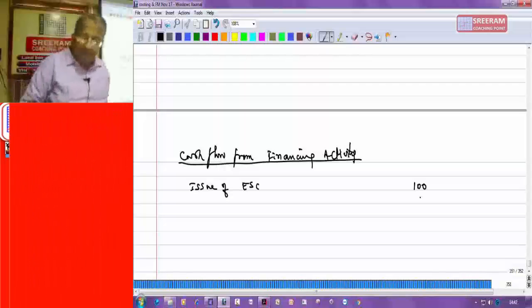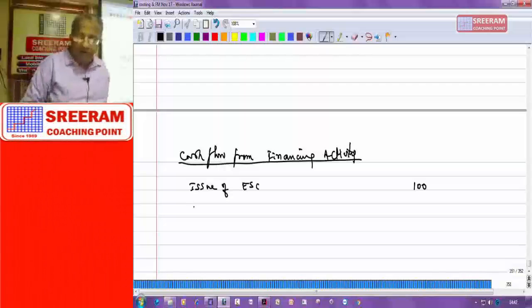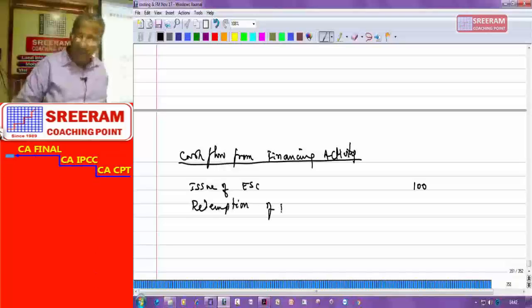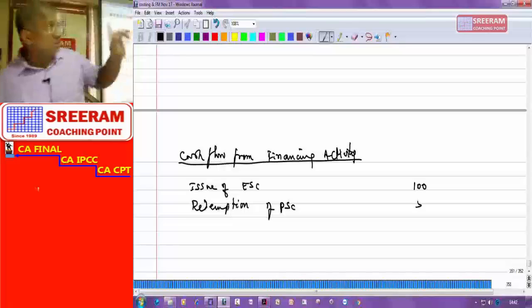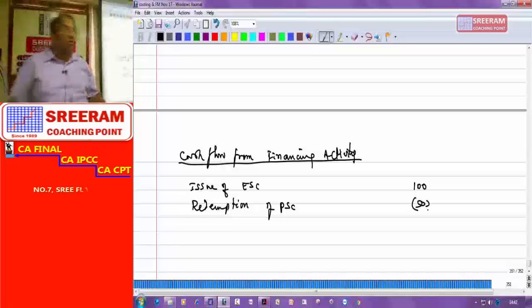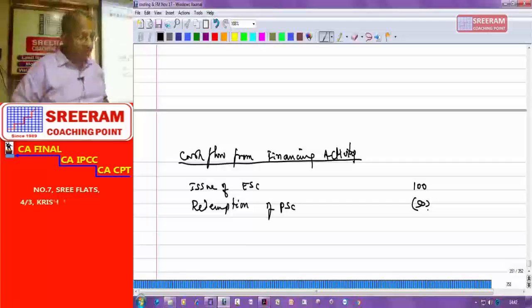Next, redemption of preference share capital, how much? 50 within brackets. That's very important. Outflow, are you understanding? So inflow, outflow in same place.